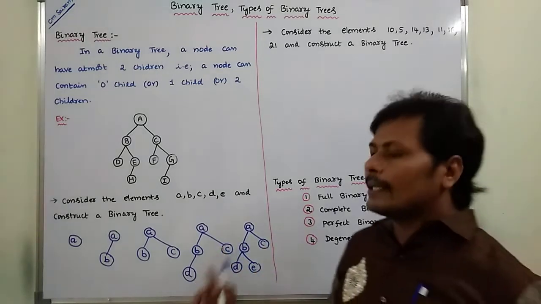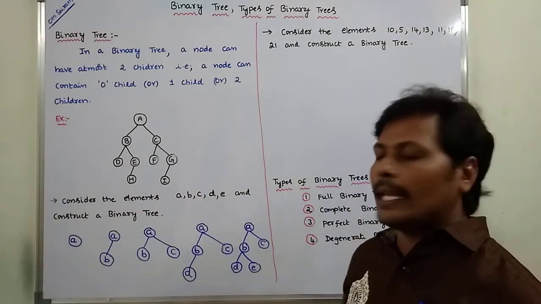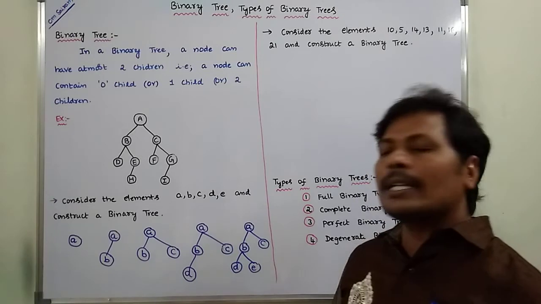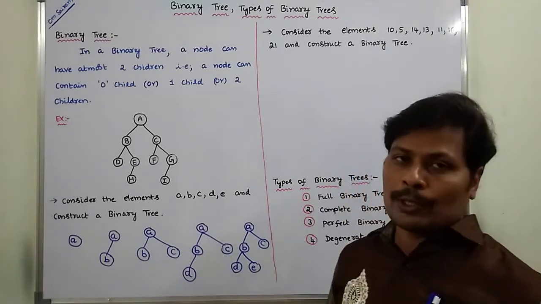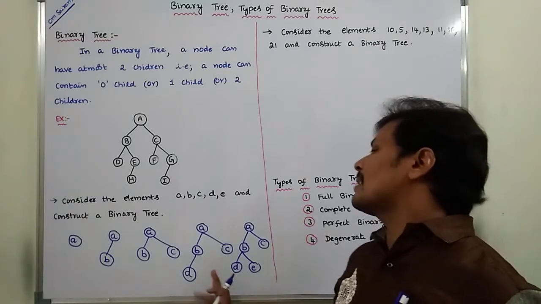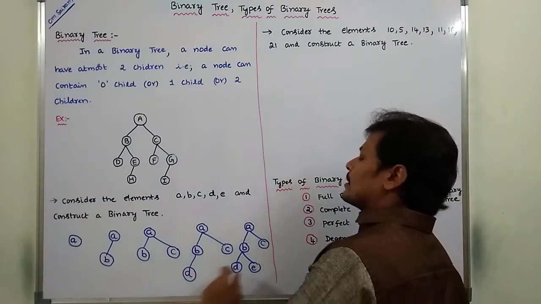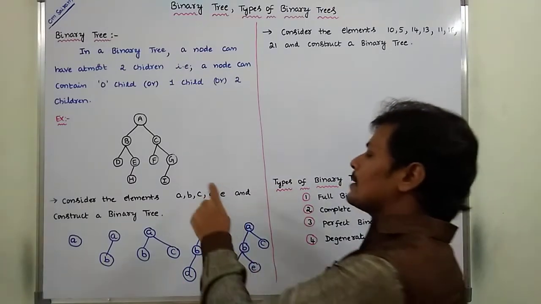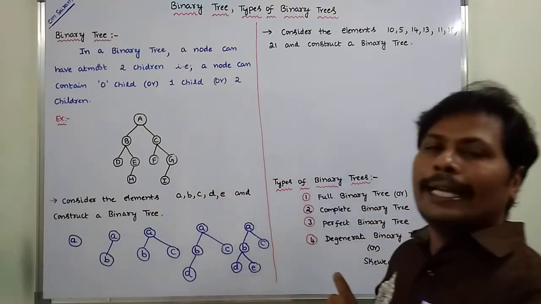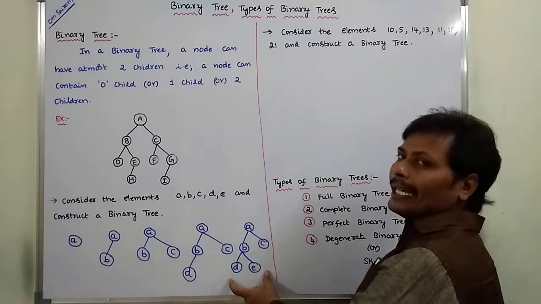Now consider this one. Node A has two children, B and C. Node B has one child, that is D. Node D has zero children. Node C has zero children. Okay, so all the trees satisfy the binary tree property. After inserting all the elements into the empty binary tree, this is the tree we get.